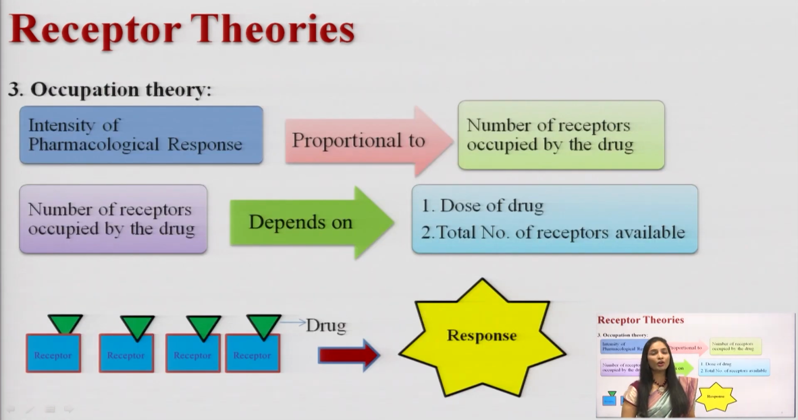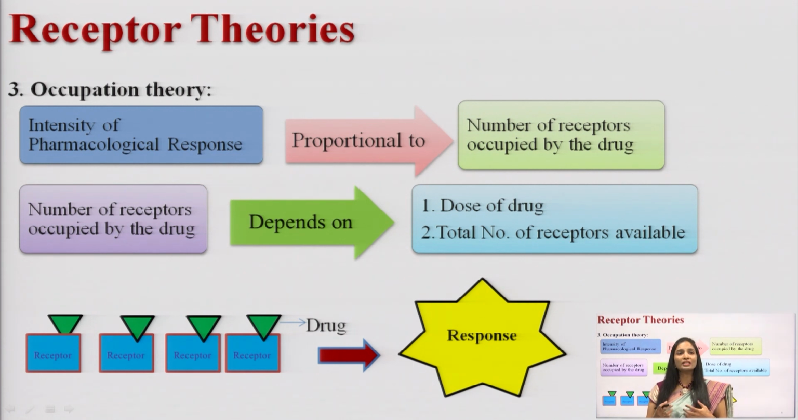And the next one is occupational theory. In rate theory we explained how many times per unit time the drug has encountered the receptor. In occupational theory, how many receptors have been occupied by the drug is what represents the occupational theory. For example, after administering the drug, it will go and bind to its receptor. When it shows its pharmacological action, the intensity of the pharmacological action will be proportional to the number of receptors occupied by the drug.